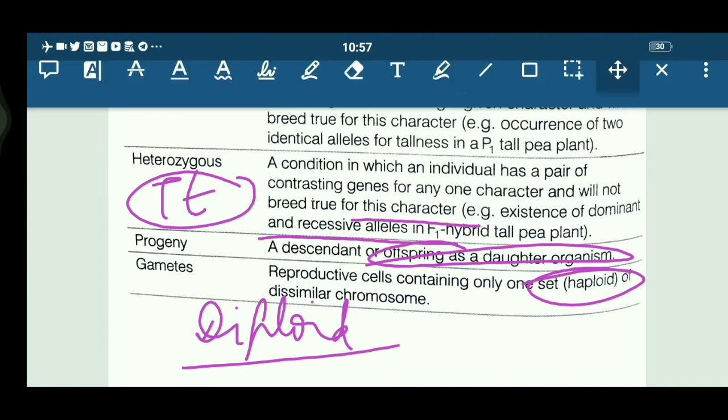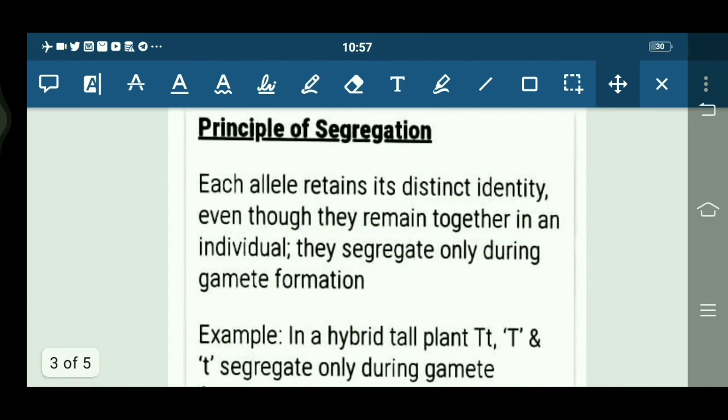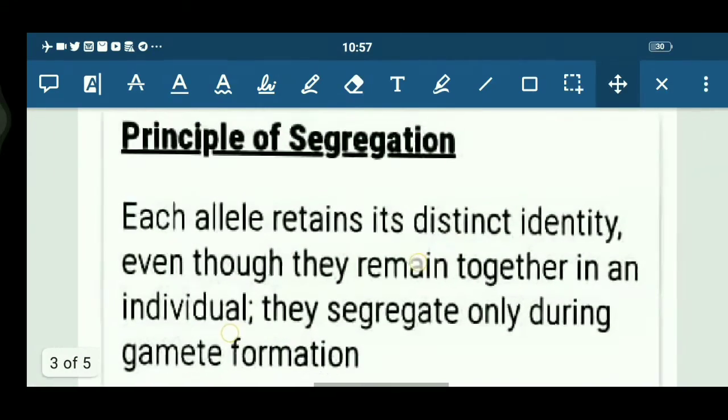Fine, children? And you know that human beings consist of 23 pairs of chromosomes. Fine. But in our sex cells, only 23 chromosomes are there. So it is only when the gametes fuse together that the number of chromosomes is restored. Fine. Now, principle of segregation.